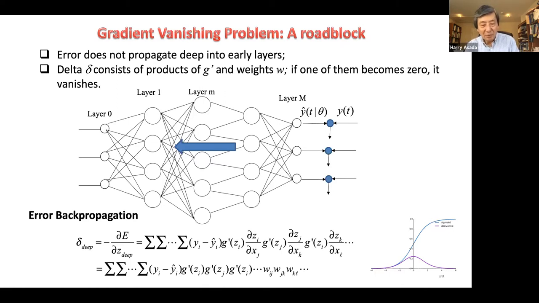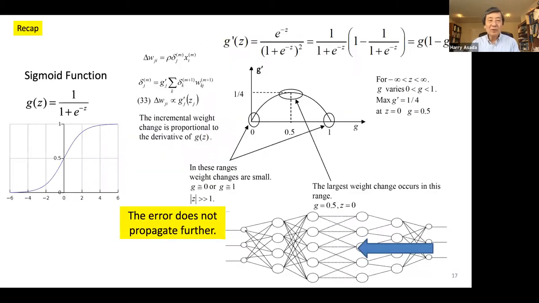There are a few effective techniques. One of them is to look at another type of output function. We started with the sigmoid function that looks like this, right? This one goes nicely from 0 to 1. But as you go further, either this way or this way, the gradient is 0. That's what we discussed last time.